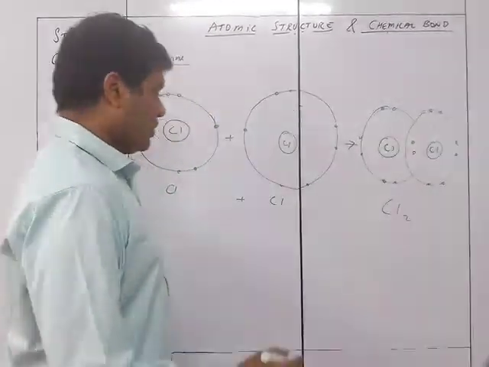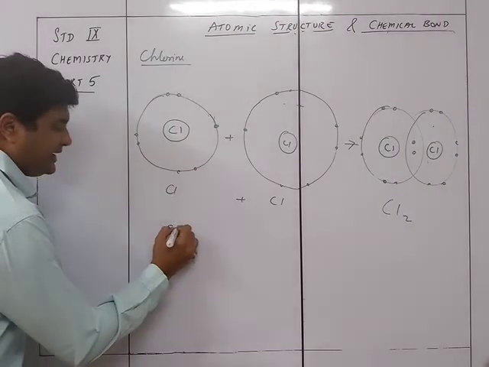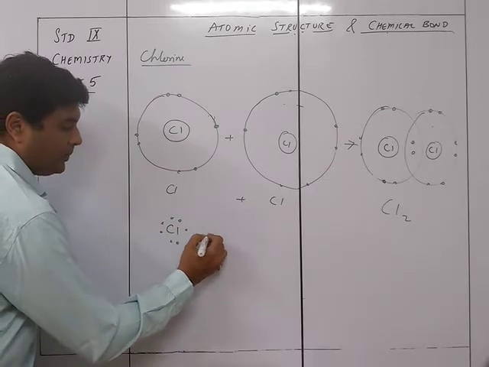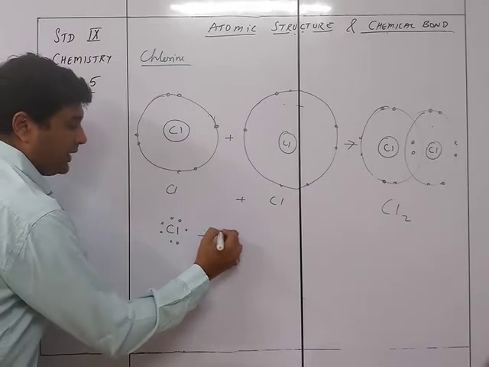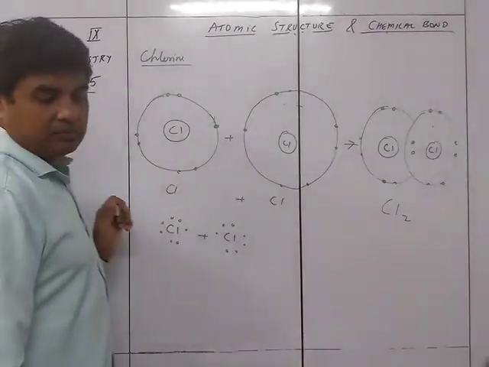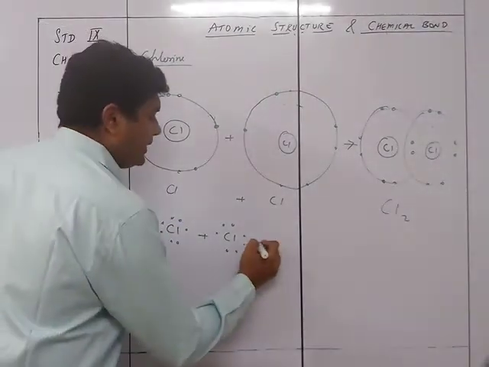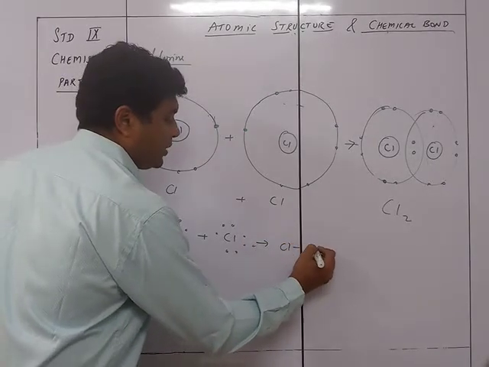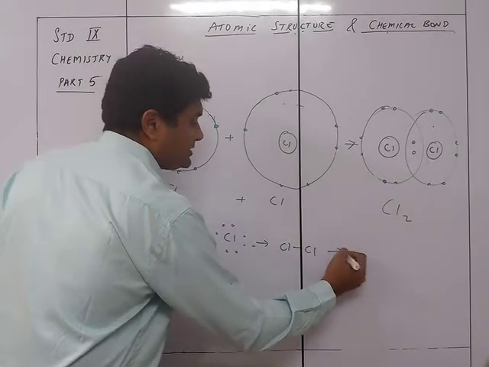The same thing if I want to draw in the dot diagram, it will be Cl with 1, 2, 3, 4, 5, 6, 7 dots plus Cl with 1, 2, 3, 4, 5, 6, 7 dots, and this will form Cl single bond Cl, forming Cl2.